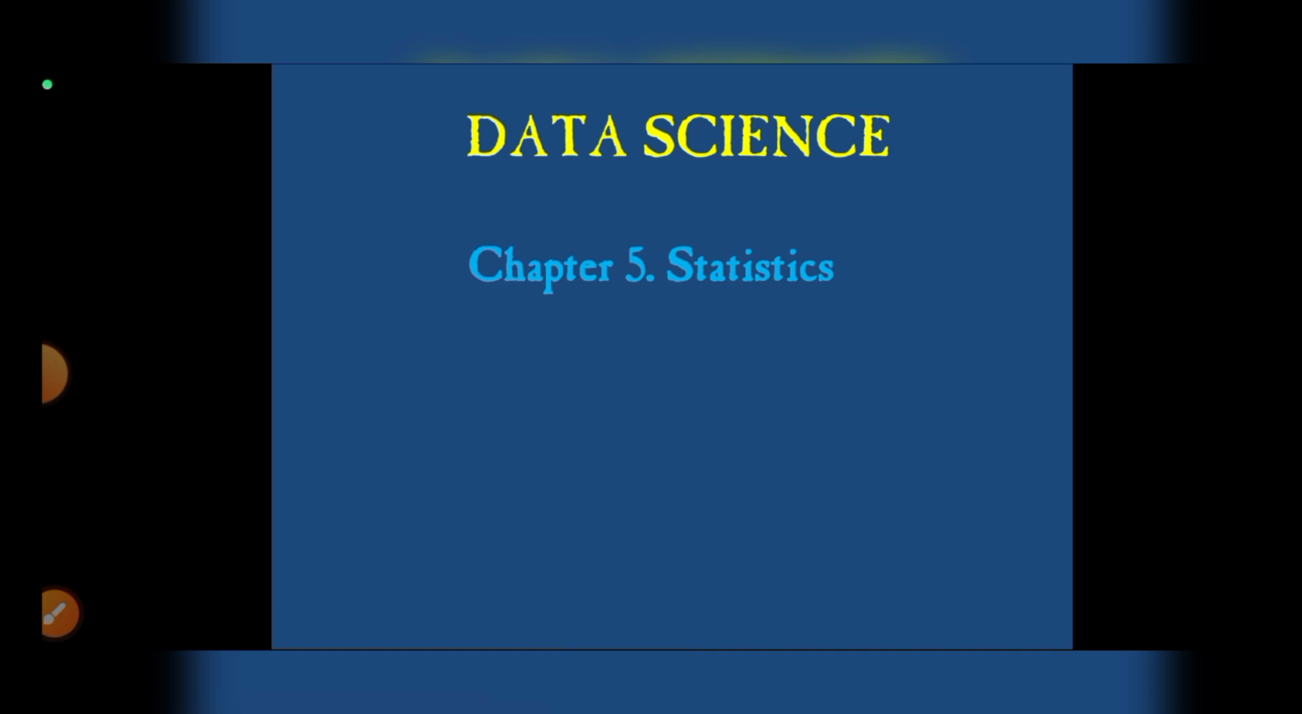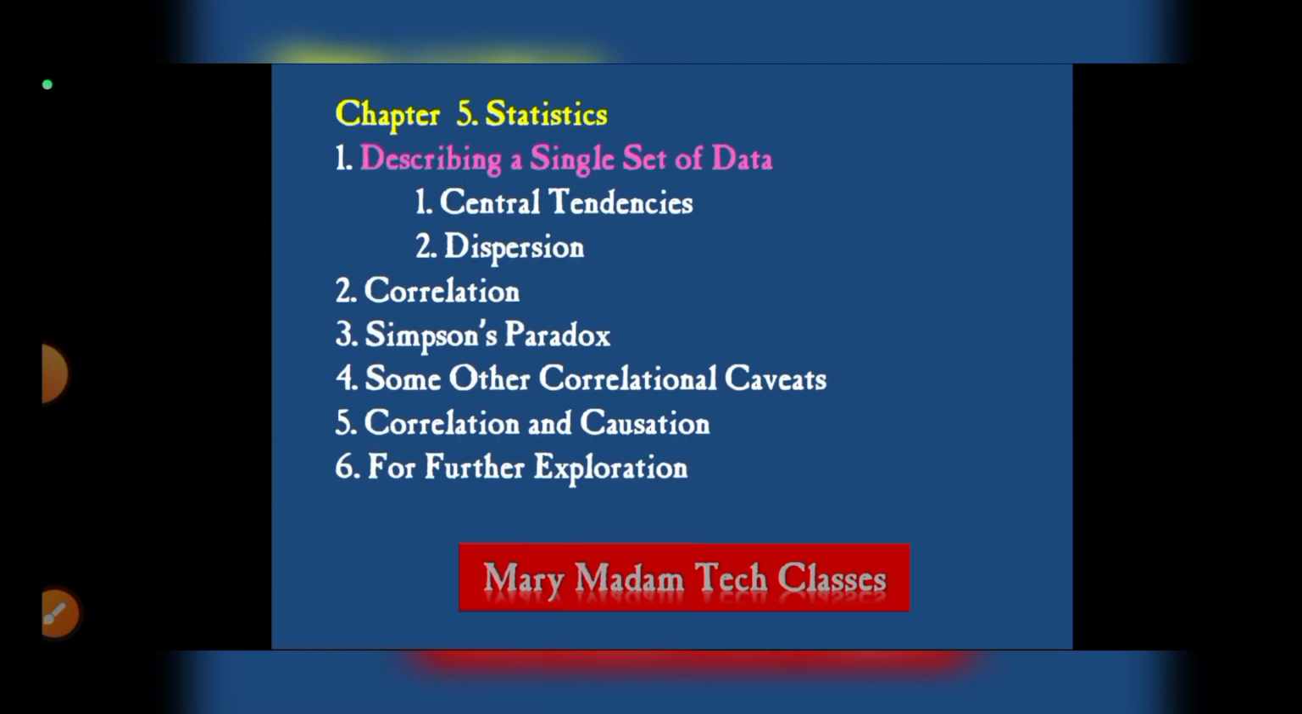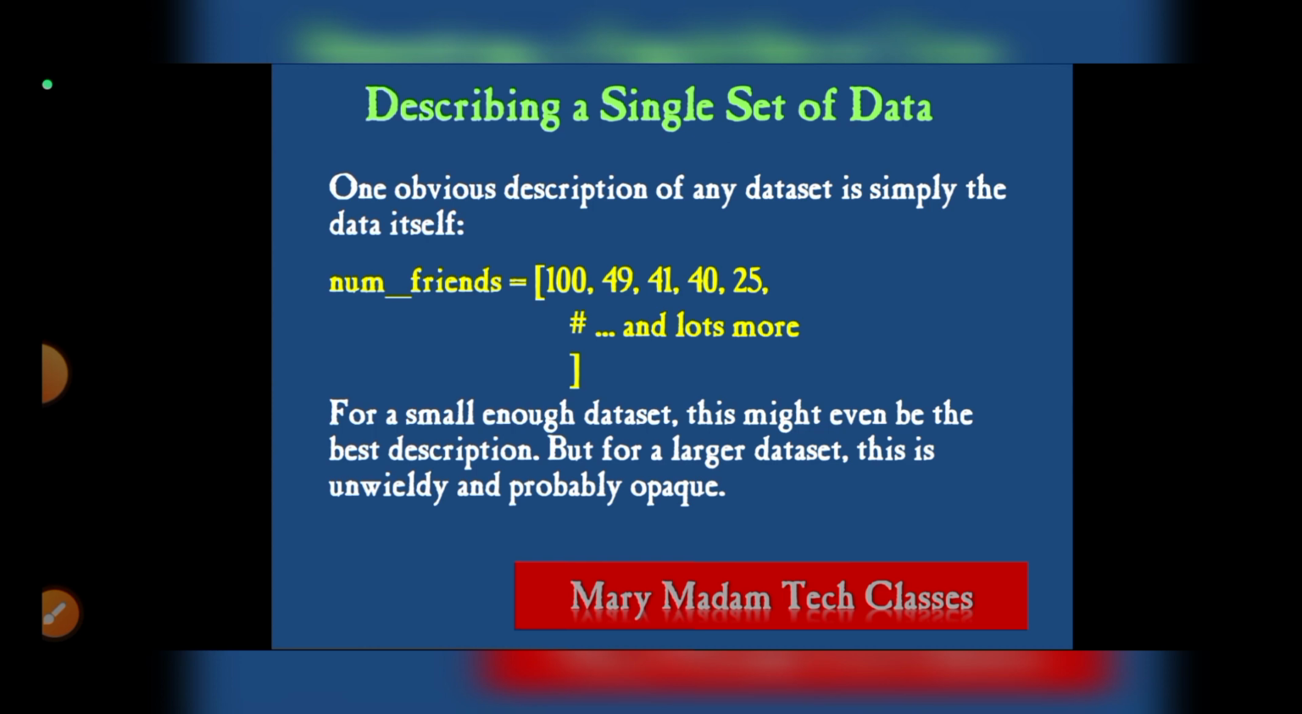The chapter is statistics. In this chapter we are going to discuss the first topic, describing a single set of data. Here we are going to see the data set, how it is going to be represented in statistics. Let us see. One obvious description of any data set is simply the data itself.